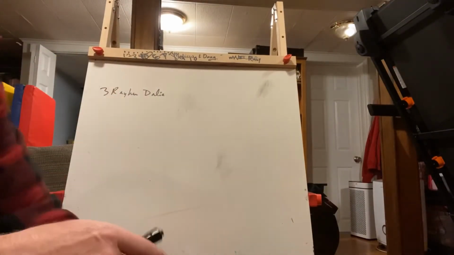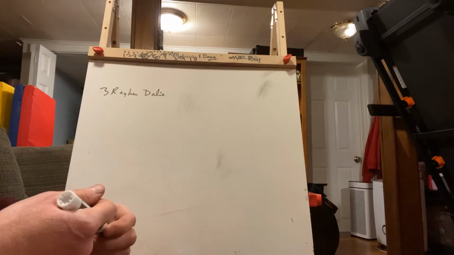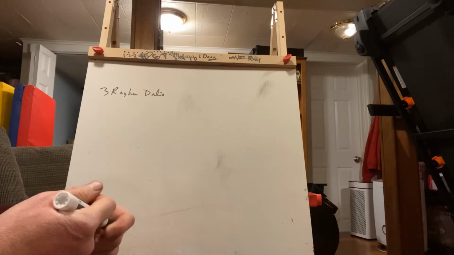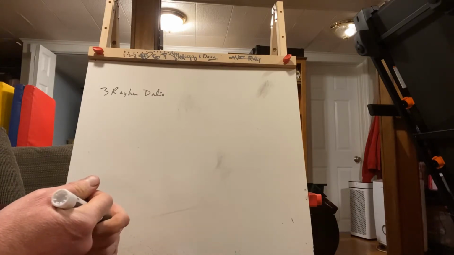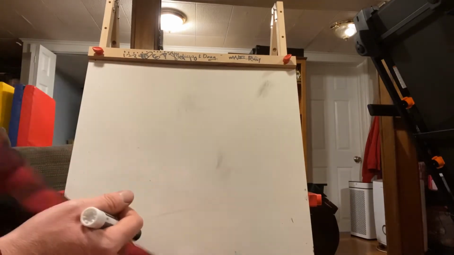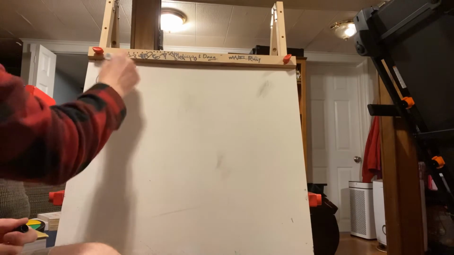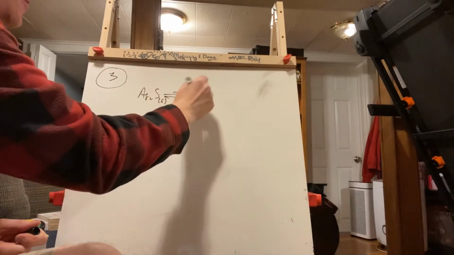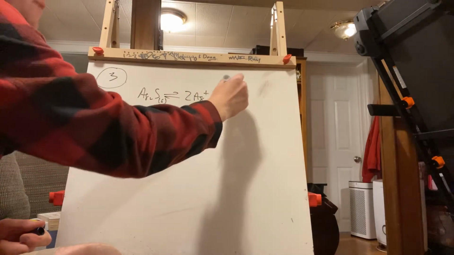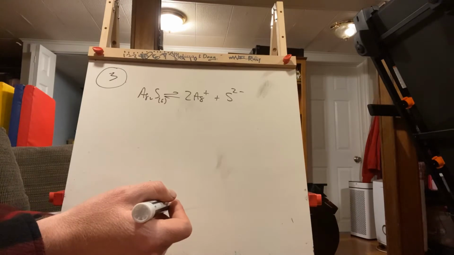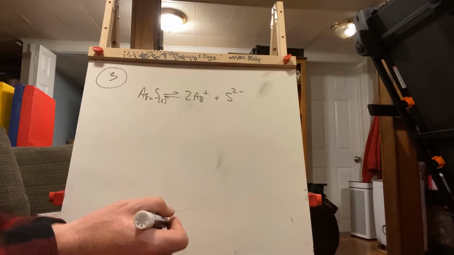So 3 was, what is the molar solubility of Ag+ and S2- of Ag2S when added to 0.1 molar. So this looks like I may have messed up the number here. All right, so we got Ag2S gives 2Ag+ plus S2-.